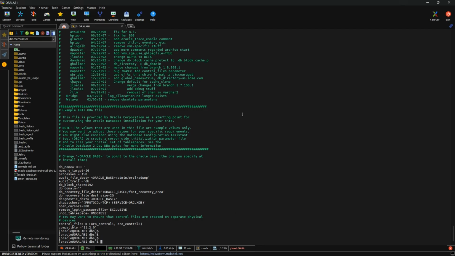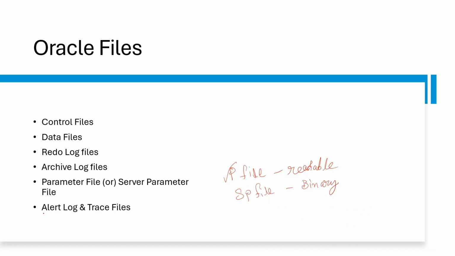Okay, so this is your parameter file. Next, alert log and trace. The alert log is where all your Oracle alerts, Oracle errors, and each and every piece of information about the database will be stored. So how your database is behaving, how your database logs are created. If you are having any issues with the database, those errors will be logged here in this alert log.